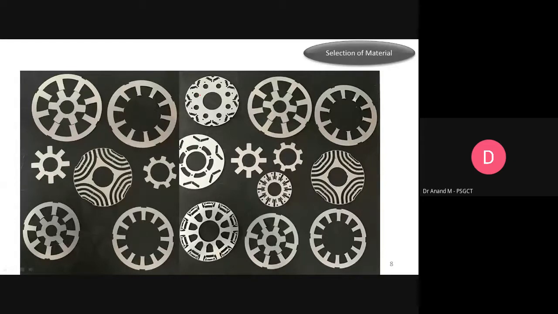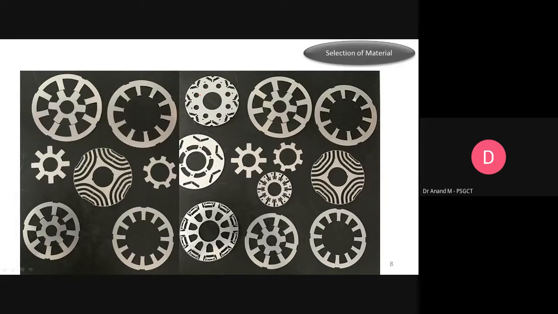So this core material, normally we say it is of iron-based material, and proper selection of the material, its composition, its thickness and its orientation, everything will play an important role in enhancing the overall efficiency of the drive system.